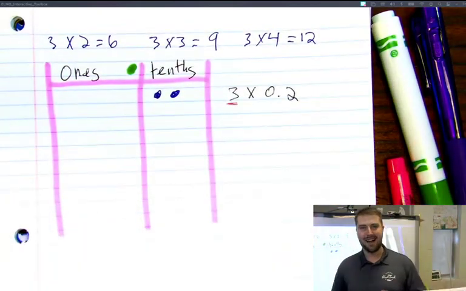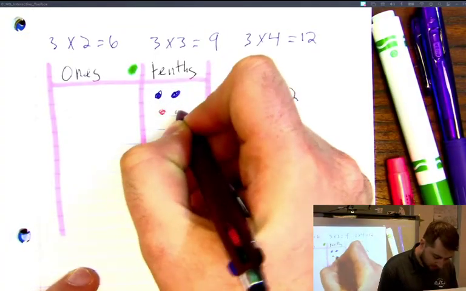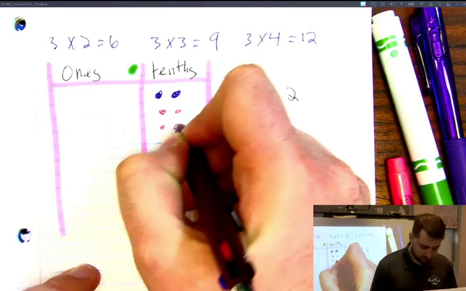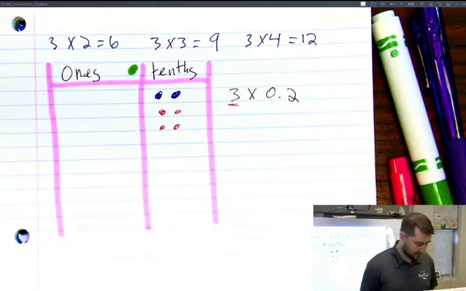We are going to go to the photocopier downstairs. Just kidding, we're not. We're going to stay right here and just draw a total of 3 rows. We already have 1, so we need 2 more rows. And there we go. We've got 3 copies of that original 2 tenths.